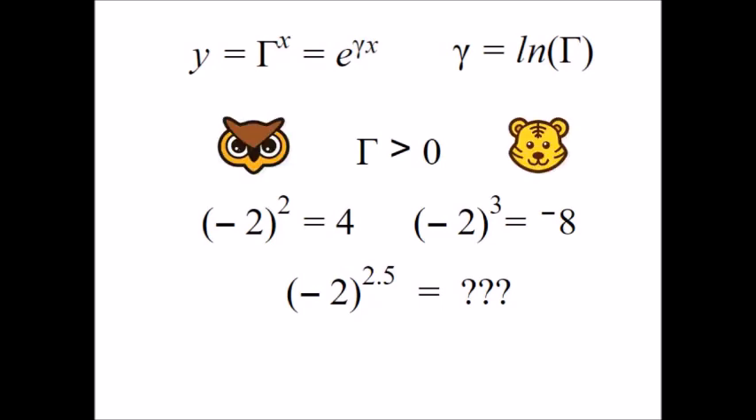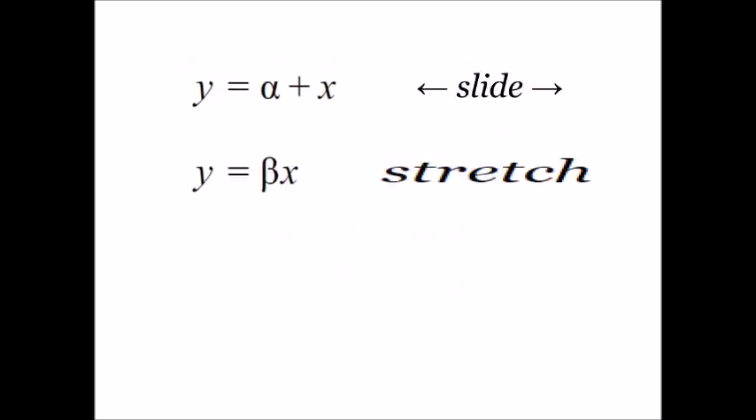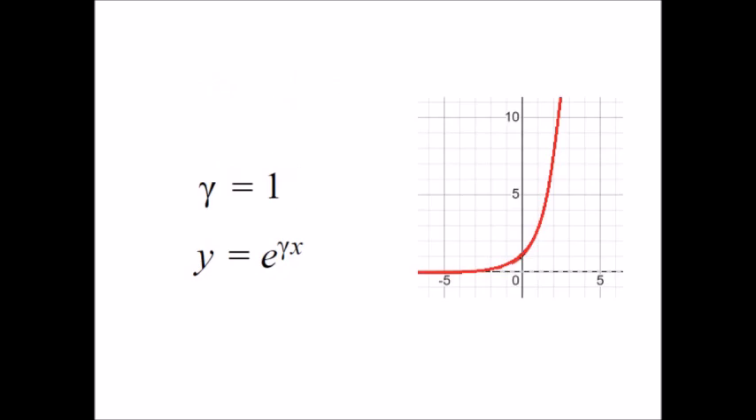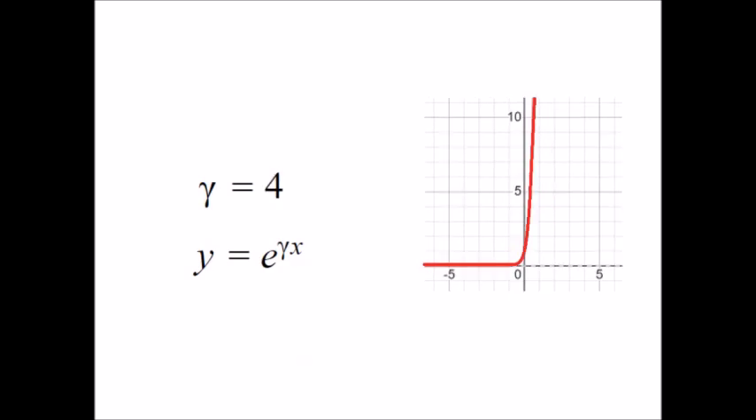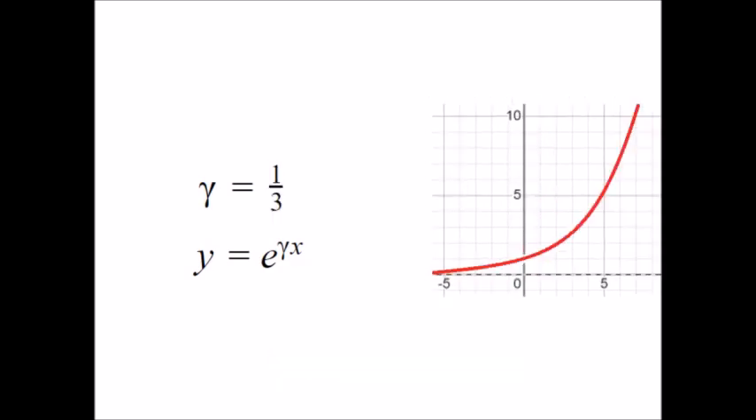Remember these guys? They are bored and want to dance. Oh yeah. And what about this sliding, stretching stuff, and why do we prefer little gammas? Well, here's a graph for gamma equals 1, and here's another form of the same graph. This one blows up, and I can see why. This one's a bit calmer.